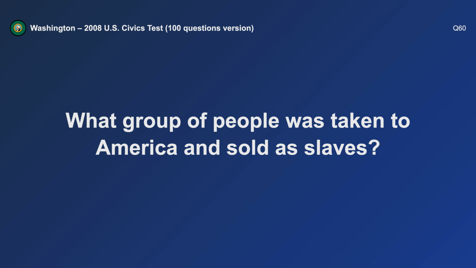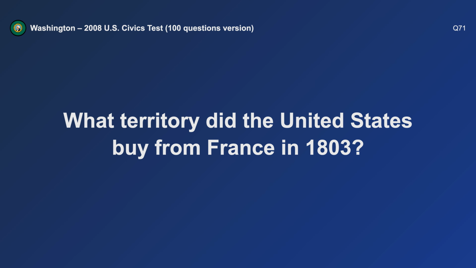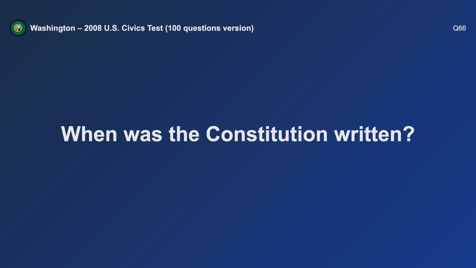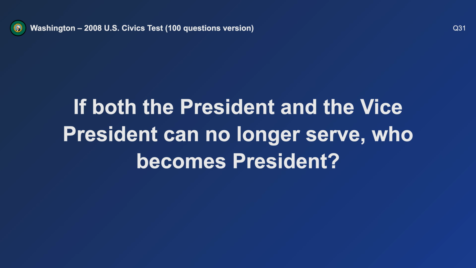What group of people was taken to America and sold as slaves? Africans. What territory did the United States buy from France in 1803? Louisiana. When was the Constitution written? 1787.